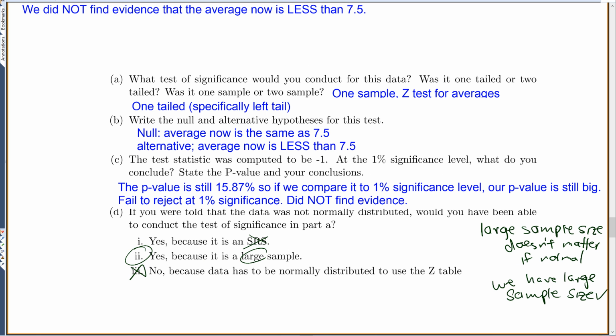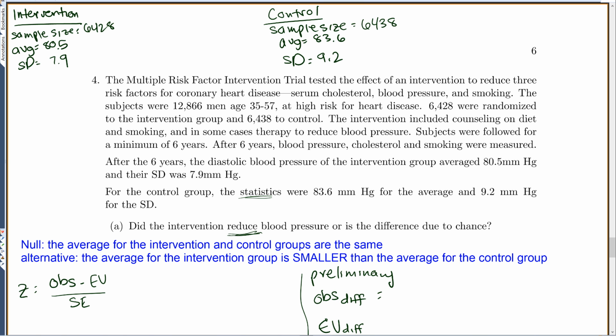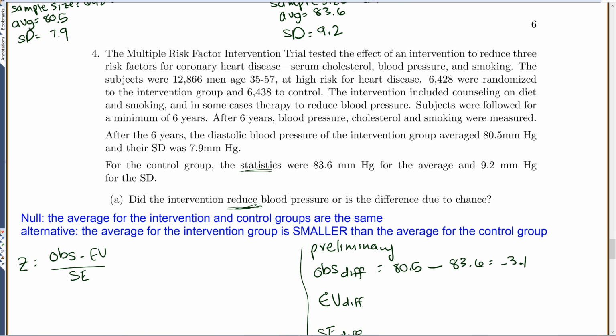So the observed difference, well, to get that, you just subtract the two sample averages. So my two sample averages, I'll do 80.5. I make sure I do the intervention first because that's what I did first before, minus the sample average for your control. So mine's 83.6. So that gives me negative 3.1. Now, the expected value for your difference, if your population averages are the same, you expect your sample averages to be about the same. So the expected value for the difference should always be 0.